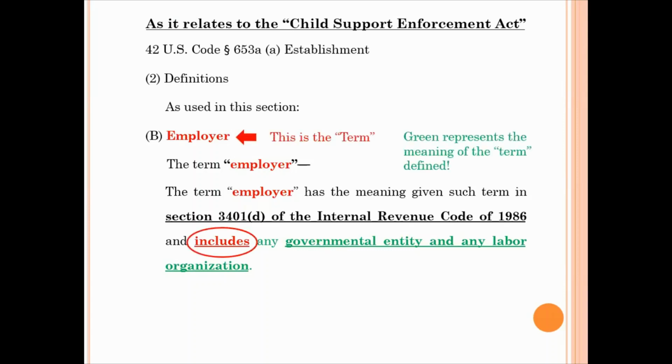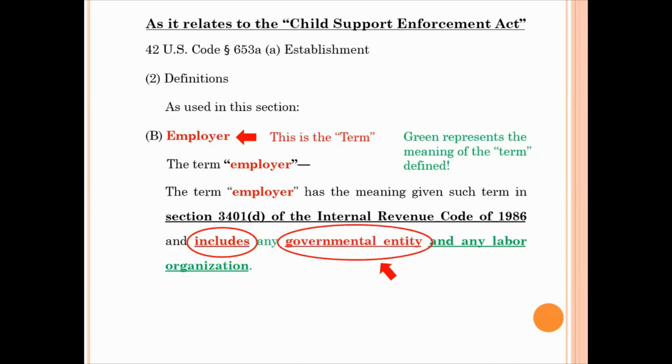Green represents the meaning of the term defined. The term that we're talking about right now is employer. The word includes is located within this particular term. So once again, green represents the meaning of the term defined. The term that we were talking about is employer. Includes is located within this particular term.